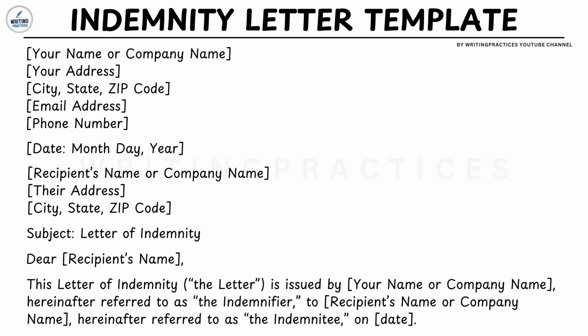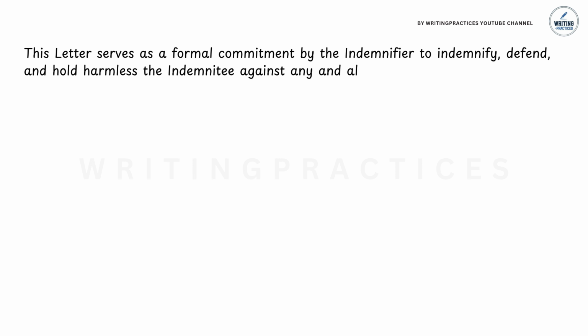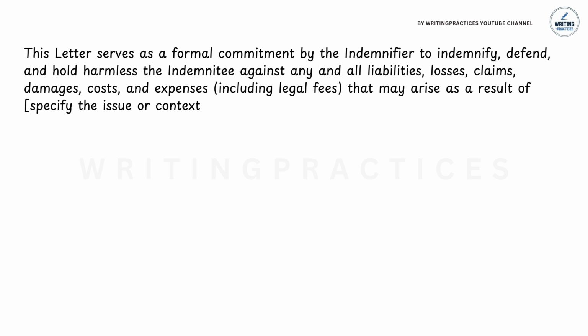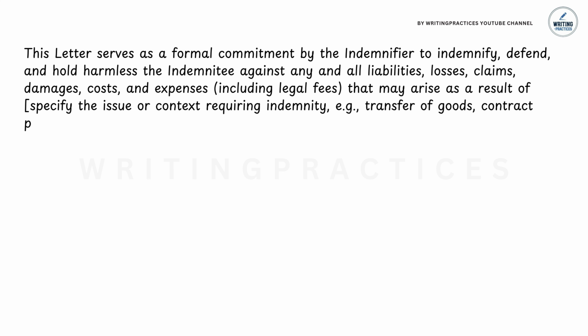Purpose of the indemnity. The next paragraph explains why this indemnity is being issued. Be specific about the context, whether it's for shipping goods, contract obligations, or some other business activity. For example, this letter serves as a formal commitment by the Indemnifier to indemnify, defend, and hold harmless the Indemnitee against any liabilities, losses, or claims that may arise as a result of specific reason, like transfer of goods or contractual duties. Keep this part as precise as possible. You want to clearly define the situation where indemnity applies.